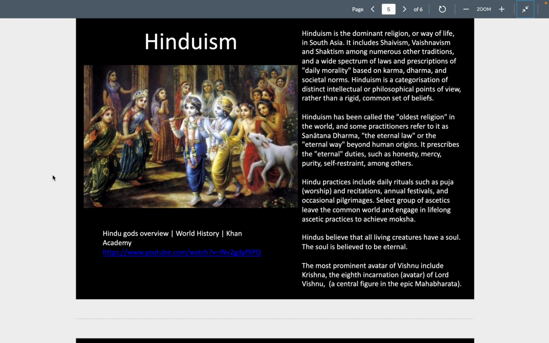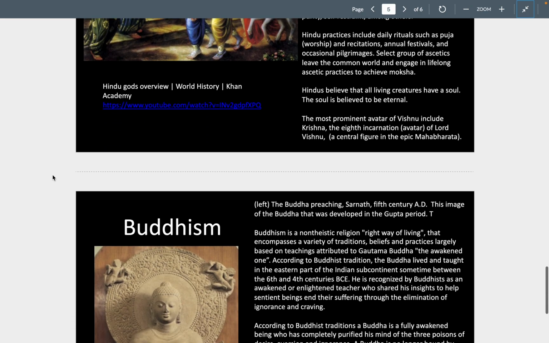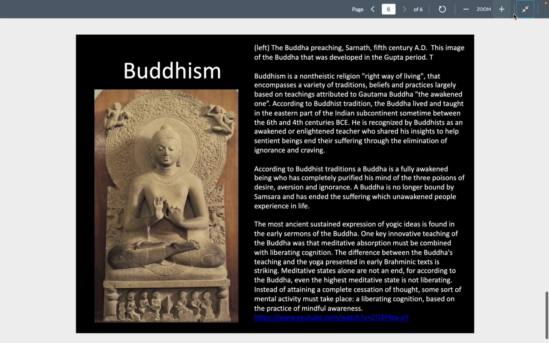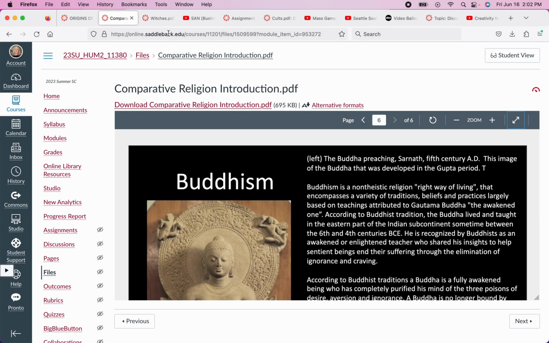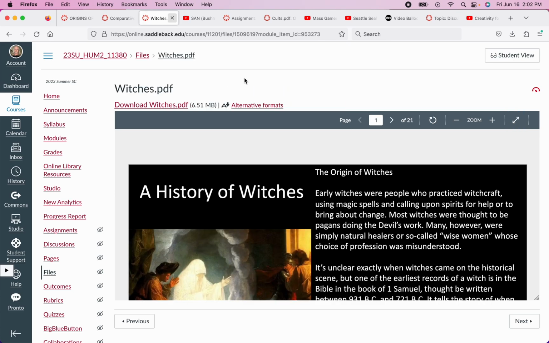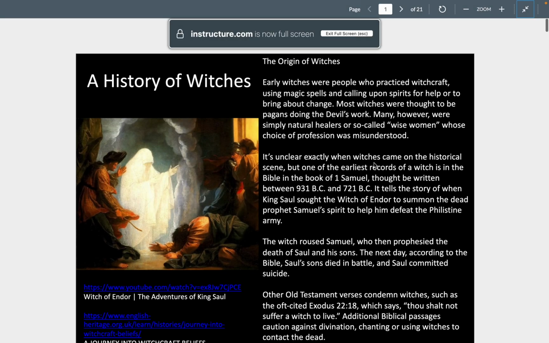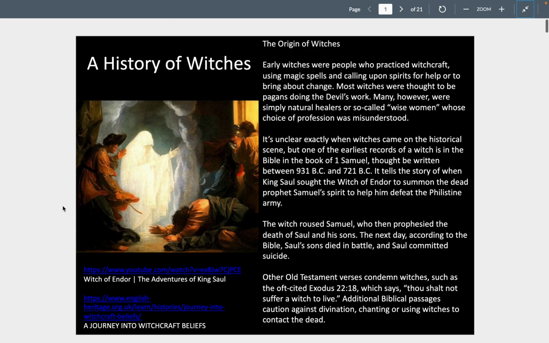So again, we're going to move away from the big five, and we're going to take a look at witchcraft. So, in our study of witches, and again, our study of witches in media, of course, we'll start with a kind of broad early history and what the origin of witches are. So, early witches are people who practice witchcraft using magic spells.